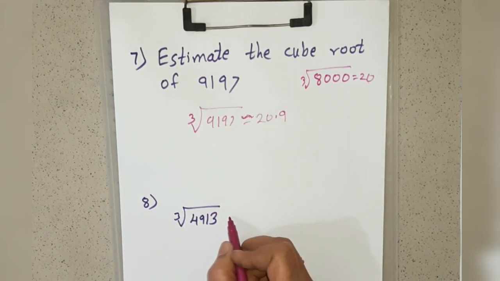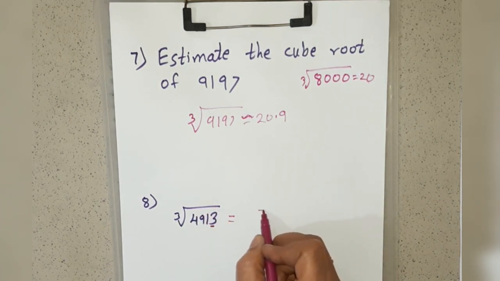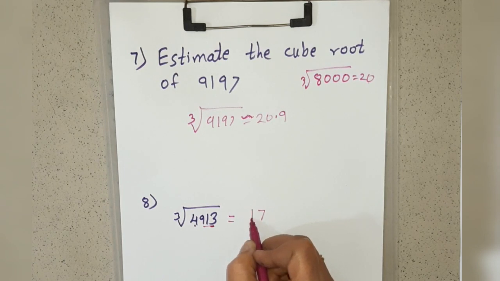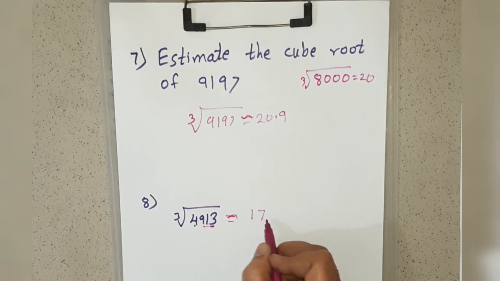Now if you have to guess a cube root of 4913, look at the unit digit. The unit digit here is 3. So the unit digit of the cube root is going to be 7. So we take this pair. So the number left is going to be 4. And less than 4, the perfect cube is 1. So it could be 17. So we estimate the cube root of 4913 as 17.